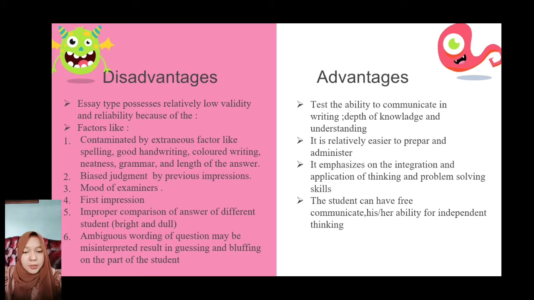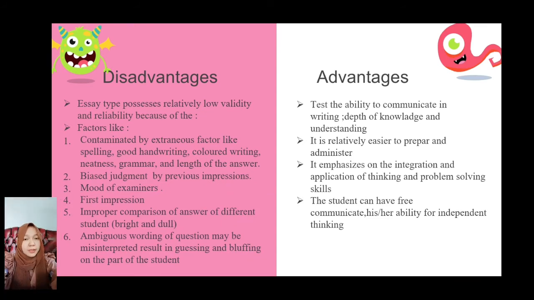First, contaminated by external factors like spelling, good handwriting, colored writing, neatness, grammar, and length of the answer. Second, biased judgment by previous impression. Third, mood of examiners. Fourth, first impression. Fifth, improper comparison of answer of different students. And the last, ambiguous wording of question may be misinterpreted, result in guessing and bluffing on the part of the student.